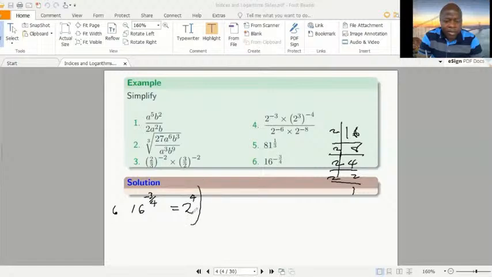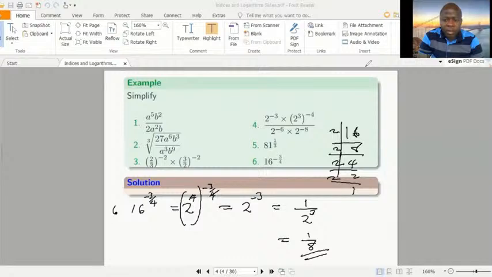And then raise this to negative 3 out of 4. This is the same as 2 raised to negative 3, because the 4 will cancel with this other 4. 2 raised to negative 3. Or if you want, you can write it as 1 out of 2 cubed, or if you want, you can write it as 1 out of 8. 1 out of 8. You can write it like that.